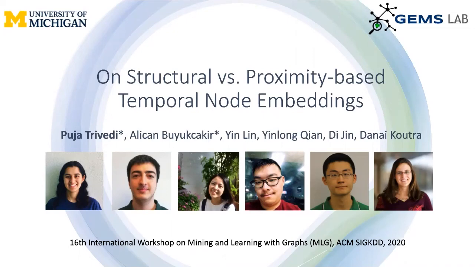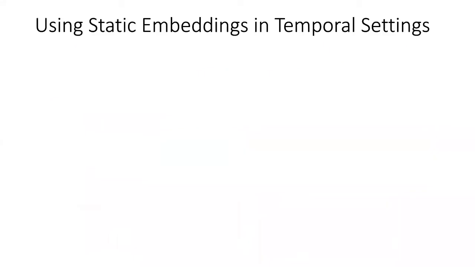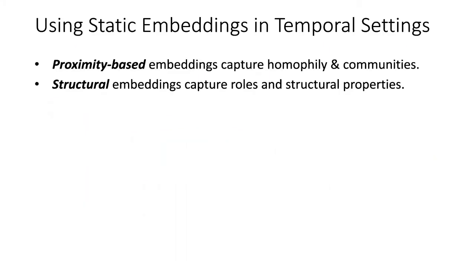Let's talk about node embeddings and temporal graphs. There are two main types of node embeddings: proximity-based embeddings that capture homophily and community structure, and structural embeddings that preserve roles and structural similarity.